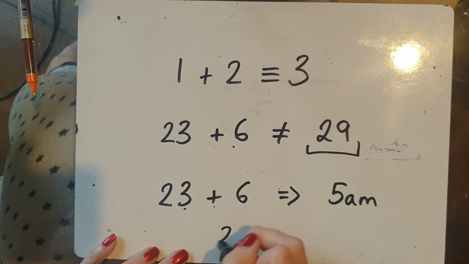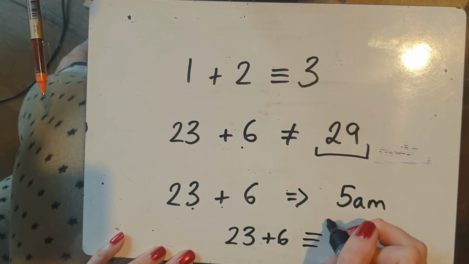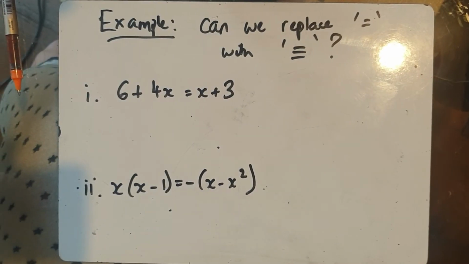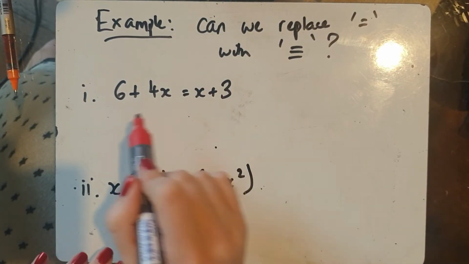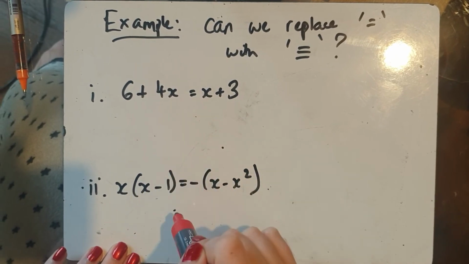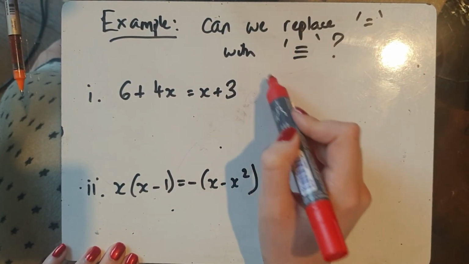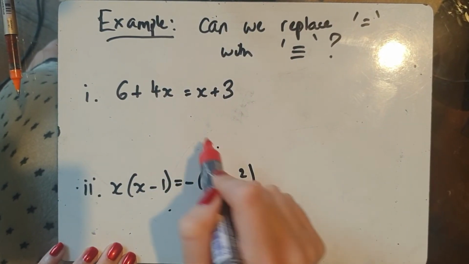Therefore, we can't say 23 plus 6 is always equal to 29, because it's not true. So, as an example, in each of these equations, can we replace the equals sign with an identity symbol? Let's have a look at this one.